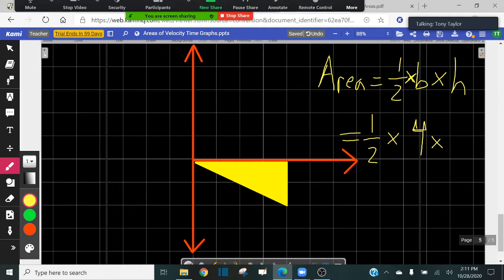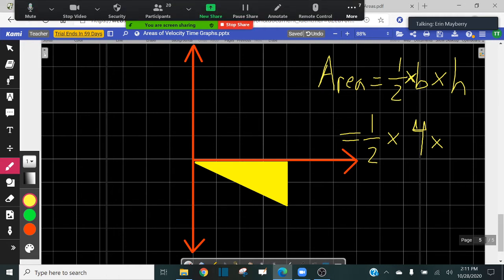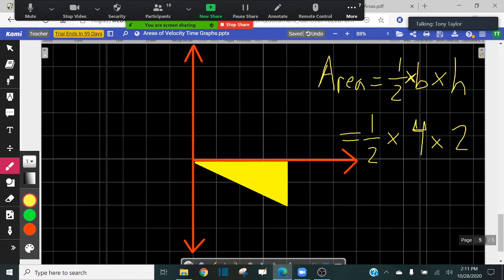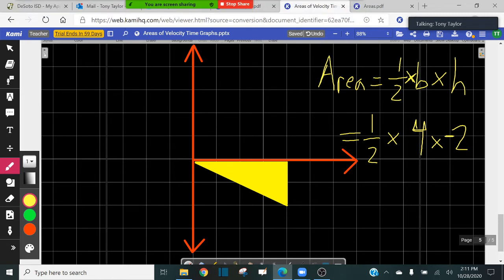Was that you, Aaron? Yes. Okay, thank you. You're right, it is 2. So my height here, remember, the height is along the vertical axis, and so now it's not just 2. It's -2, because I'm counting in the negative direction. Here I'm counting the positive direction. Here I'm counting the negative direction.